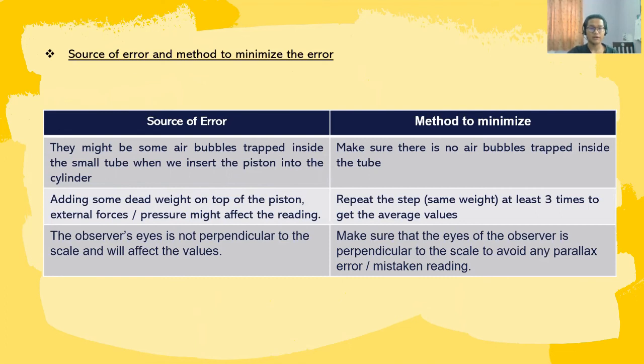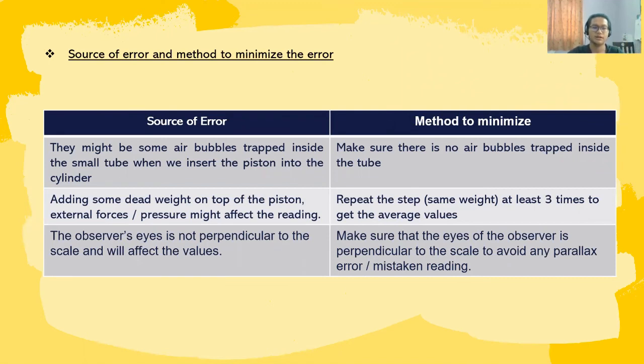So for the source of error and method to minimize the error. There are a few types of error that occur in this experiment. The first one is there might be some air bubble trapped inside of the tube when we insert the piston into the cylinder. To minimize it, make sure there is no air bubble when we insert the piston.